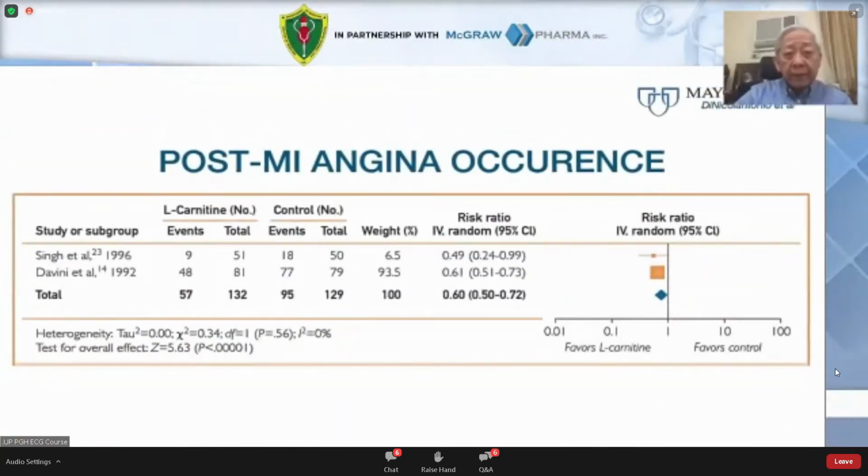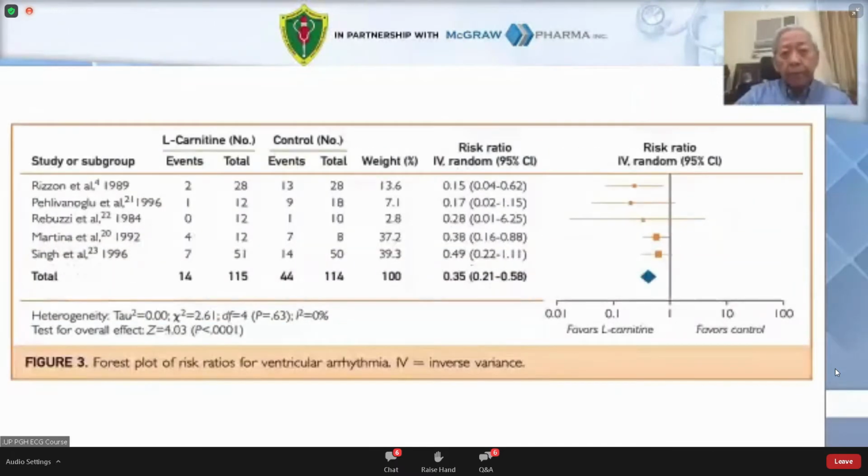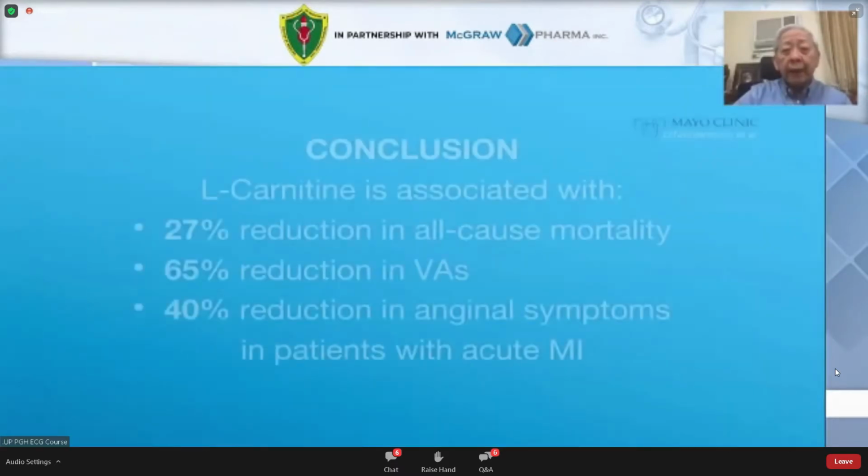The next item is post-infarction angina occurrence. Unfortunately, there were only two studies that reported on this. With these two studies, there was a 40% reduction in the occurrence of angina after myocardial infarction. And the next entity is with regard to ventricular arrhythmias. There were 5 studies that reported on this, and there was a very significant reduction of 65% in the incidence of ventricular arrhythmias in those treated with L-carnitine.